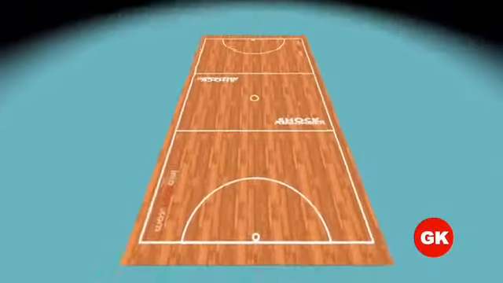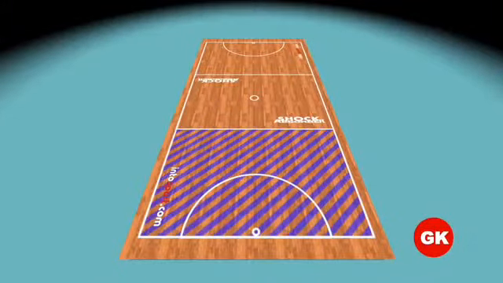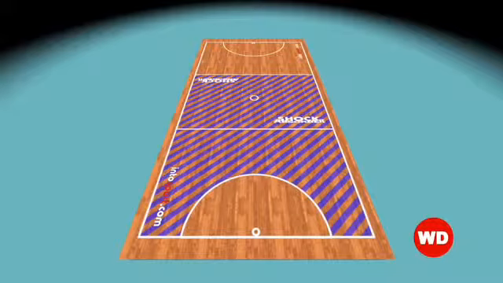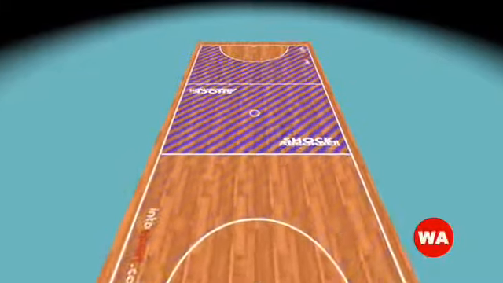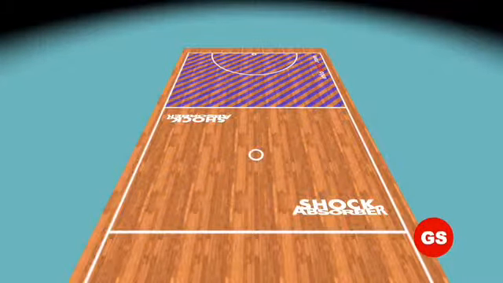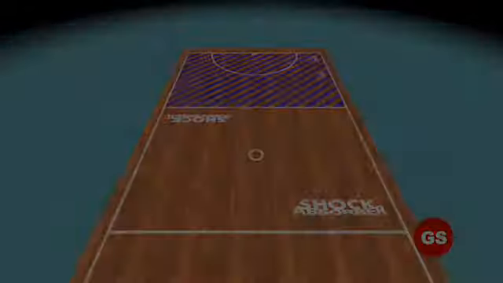The goalkeeper is only allowed to move in the goal third that she's defending. The goal defense can move in the goal third and the center third, and the wing defense can move in the goal third and center third but cannot go into the circle. The center can move in all thirds but can't go inside either circle. The wing attack can move in the center third and opposition goal third but not inside the circle. The goal attack can move in the center third and attacking goal circle, and the goal shooter can move only inside the goal third she's attacking. You can find out more about each of the positions in the Essentials section of this academy.